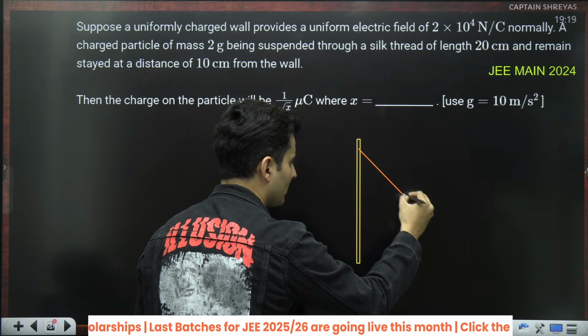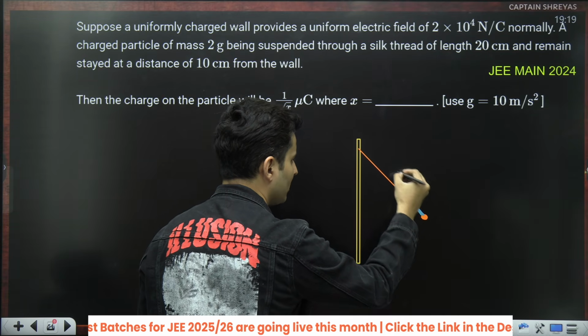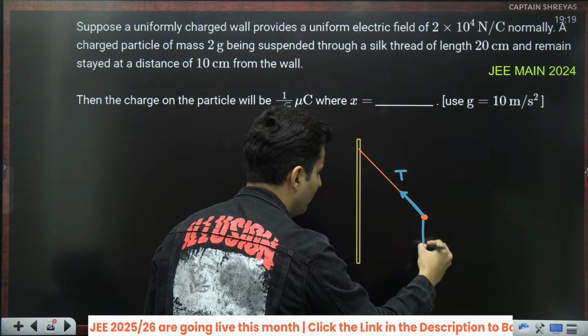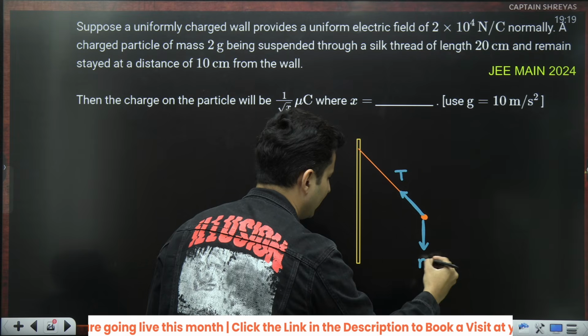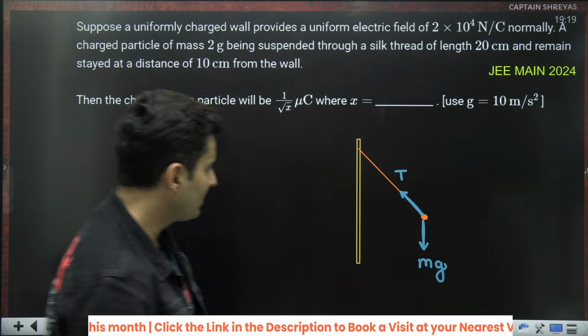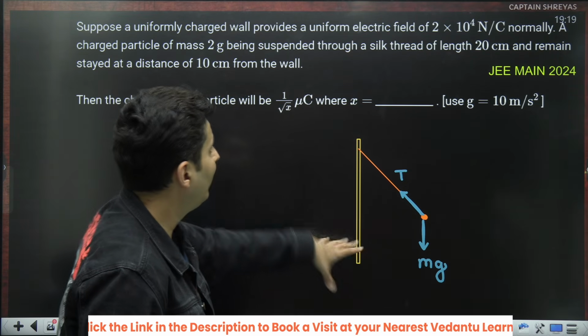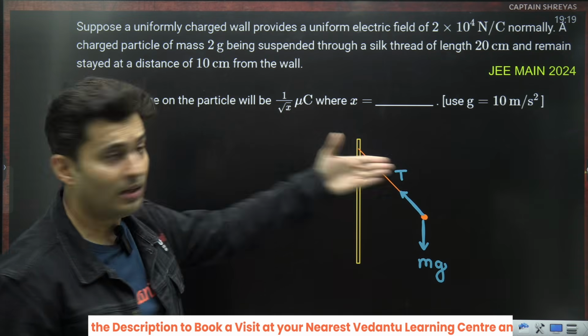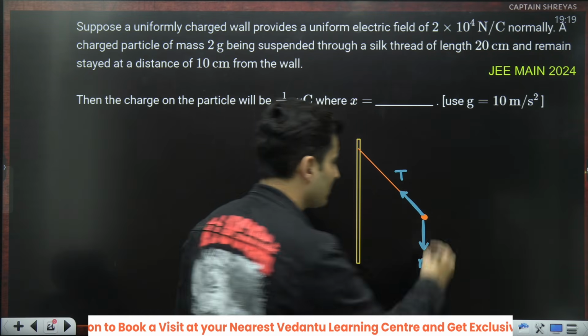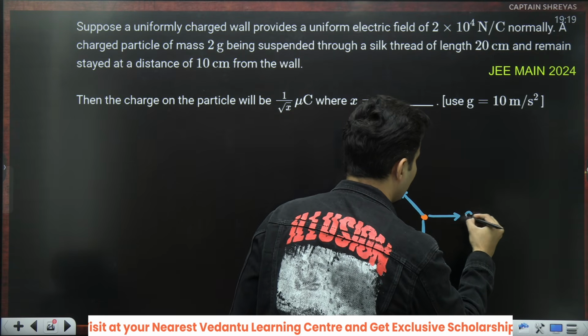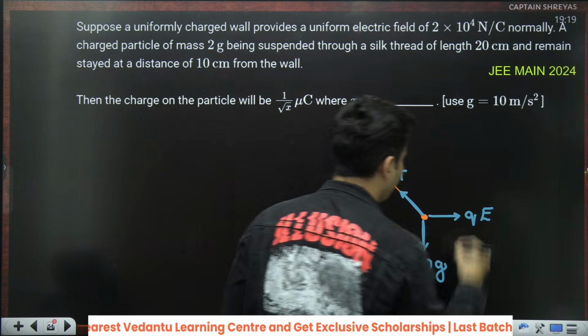One will be, of course, the tension in the string. Then there will be gravity of that mass which is experienced. The wall itself is producing a field. So this charge will experience an electric force given by the charge multiplied by the field.